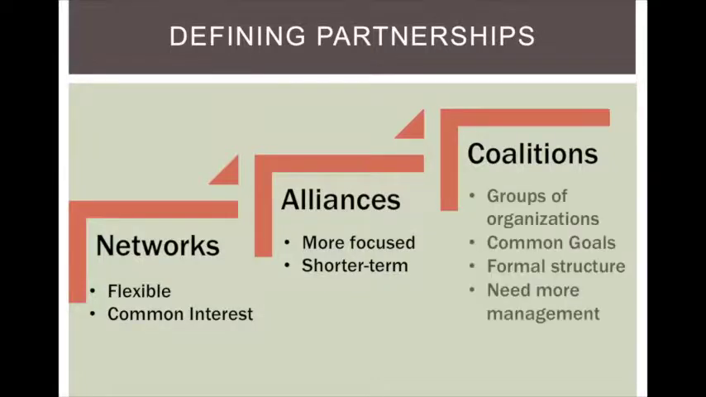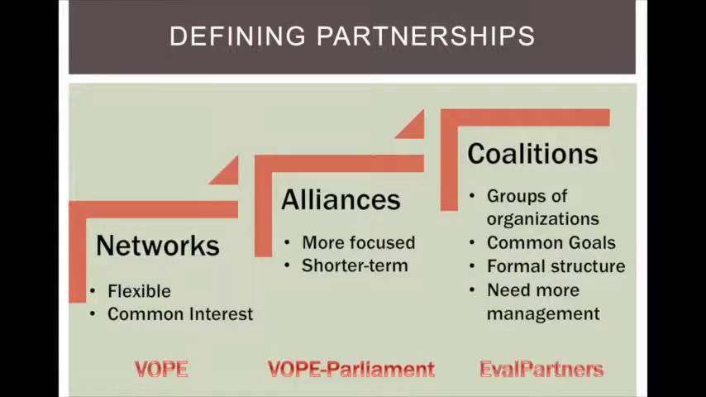Finally, coalitions. They're groups of organizations that have come together around common goals. They have a more formal structure, and they require far more work than networks to run and manage. An example of a coalition is Eval Partners, a movement that's brought together a lot of organizations around common goals. It has a formal structure, and it demands a lot of investment of time.